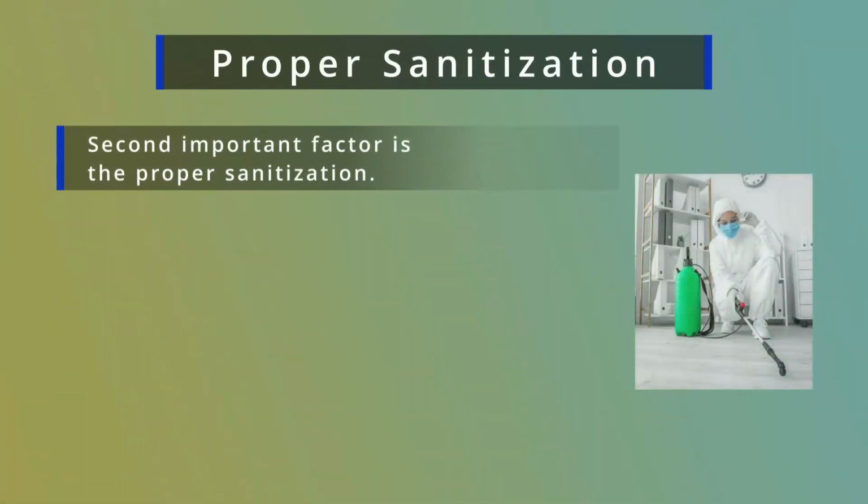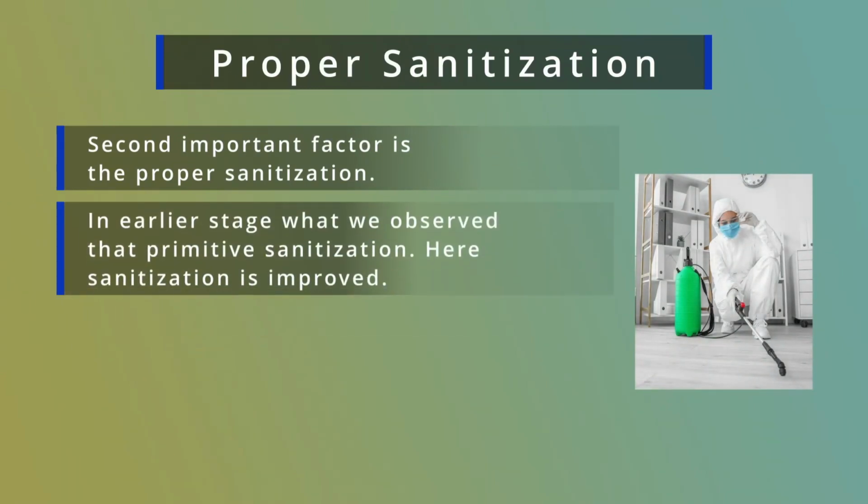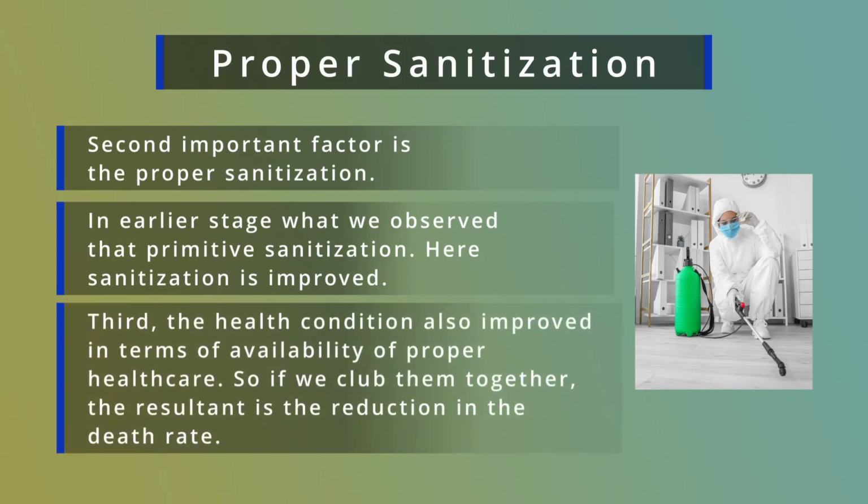The second important factor is proper sanitation. In the earlier stage, what we observed was primitive sanitation. Here sanitation is improved. Third, the health condition also improved in terms of availability of proper health care. So if we club them together, the resultant is the reduction in the death rate. So the death rate reduced in the second stage, or the second stage can be characterized by a lower death rate.